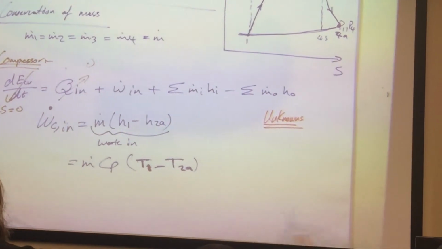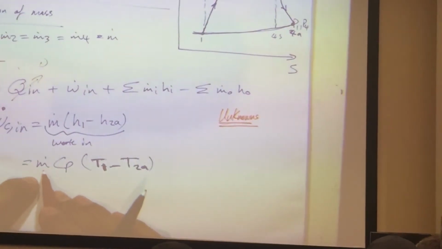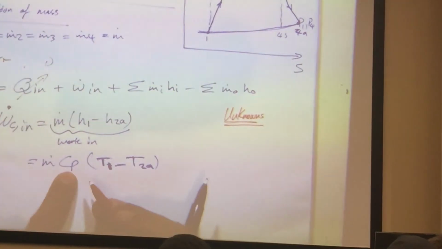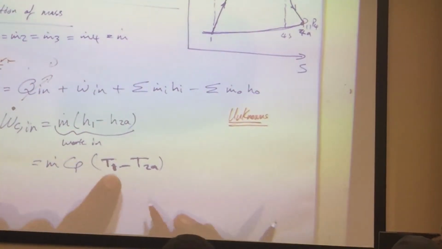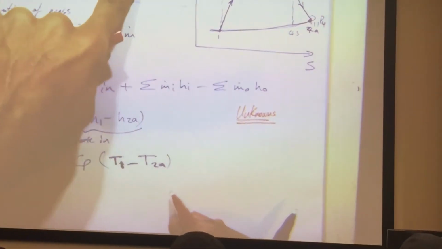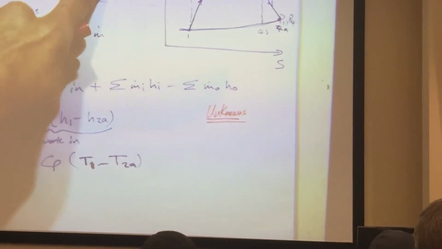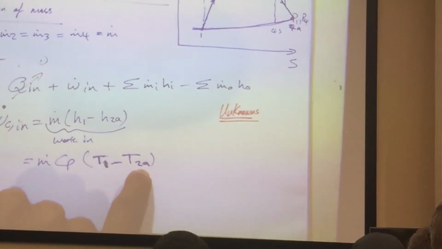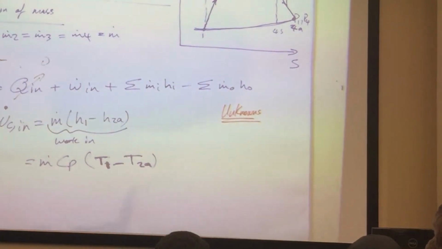What are our unknowns here? Do I know m dot? Yes, because I'm the designer. Cp, I already know it. Do I know T1? Yes, that's whatever condition I'm putting into my compressor. T2A is the one that I don't know. So that's the first unknown that comes across.